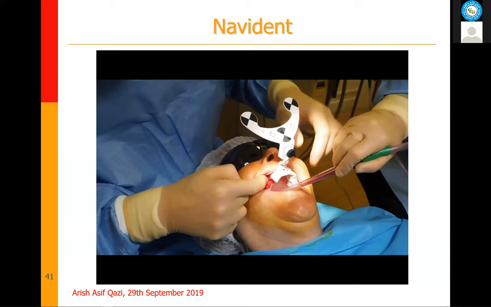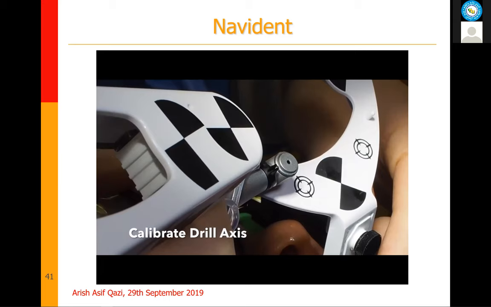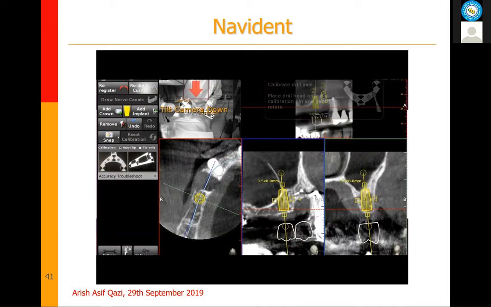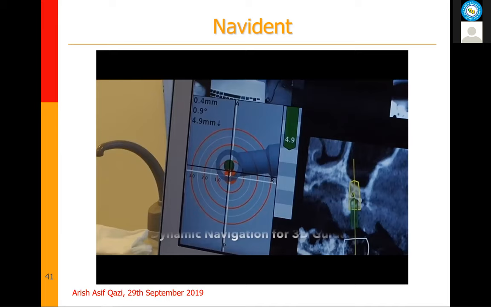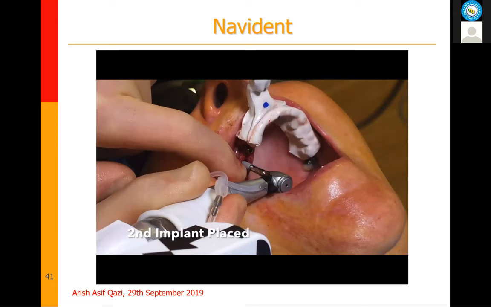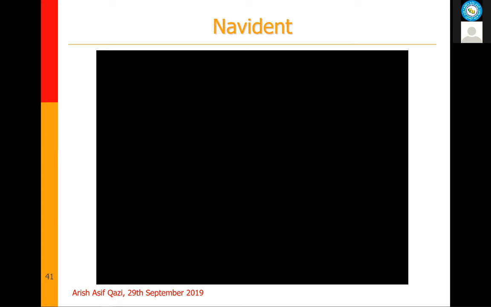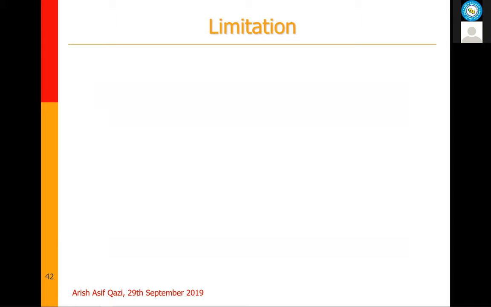Now, during the surgery, the first step is to calibrate our tools. This is done in real time and is all gesture-based. After the tools are calibrated, the dentist can just start drilling. While drilling, in real time, you see the drill on the patient's teeth. You can see that while you're drilling, you're looking at the angulation, the depth, and the position. And here the implants are placed. This system was launched in the US market in 2016.